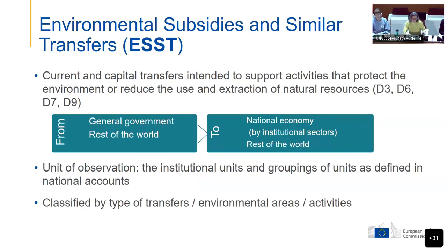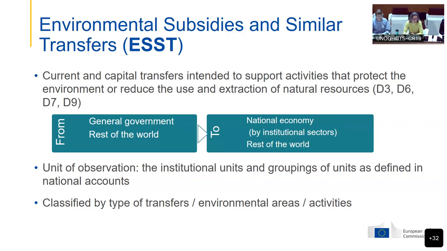So if we move now to the other accounts, this environmental subsidy and similar transfers accounts. Here, as I said in the introduction, we are only focusing on the green subsidies, not the brown ones with this account. So here we rely really on the distributive transactions set in the national accounts methodology. We have identified four kinds of taxes. These three are the subsidies. These six are the social contributions and benefits, which may be very low in many countries.